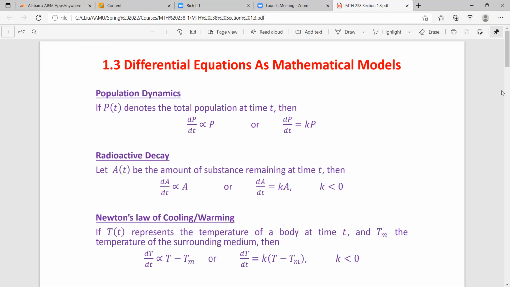So in this section 1.3, we're going to talk about some examples of applications of differential equations. This is the course of applied differential equations. So a lot of real-world problems actually involve differential equations, and this is the major focus of our course. So let's just discuss those problems one by one. We're going to talk about population dynamics to start.